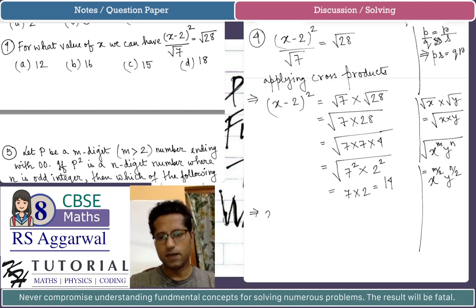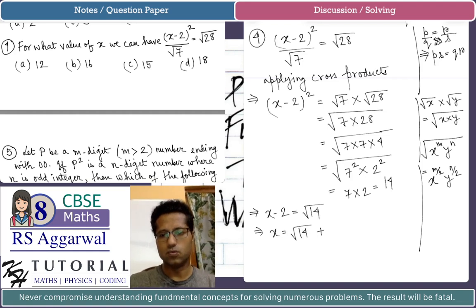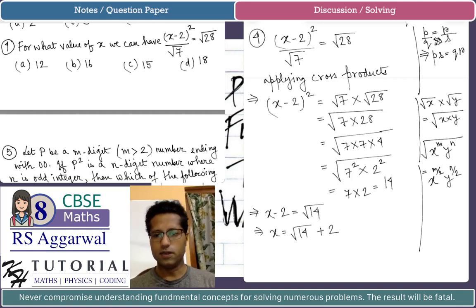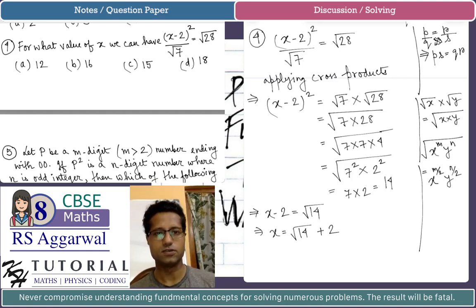So this will imply x minus 2 will be equal to square root of 14. This will imply x is equal to square root of 14 plus 2. And 14 is not a perfect square, so we do not really see how x can be some natural number, because all the choices in the given problem are natural numbers like 12, 16, 15 and 18.